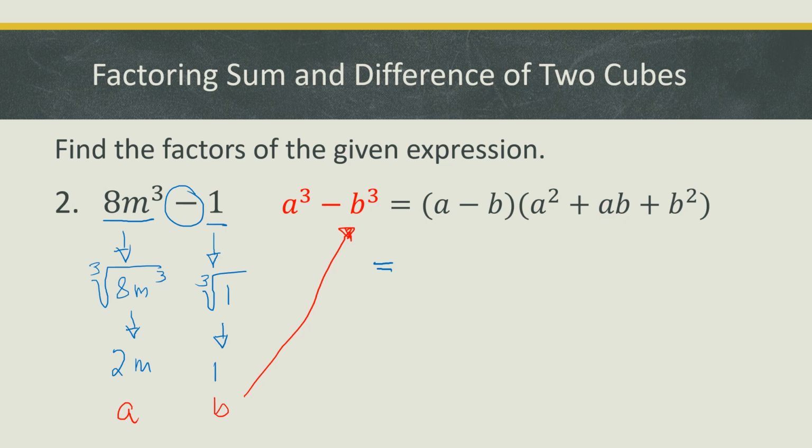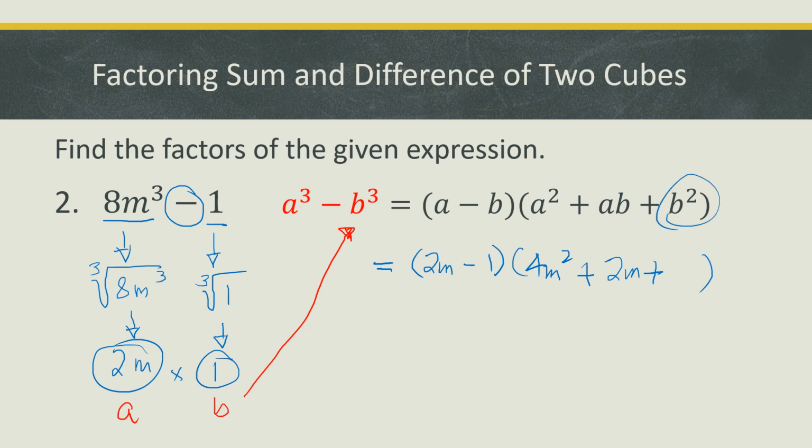Then we have a minus b, so we have 2m minus 1. Square your a, which is 2m, that will give us 4m squared, plus the product of a and b, 2m times 1, and that is 2m, plus the square of b, which is 1. 1 squared is 1. Therefore, these are the factors: 2m minus 1 times 4m squared plus 2m plus 1.